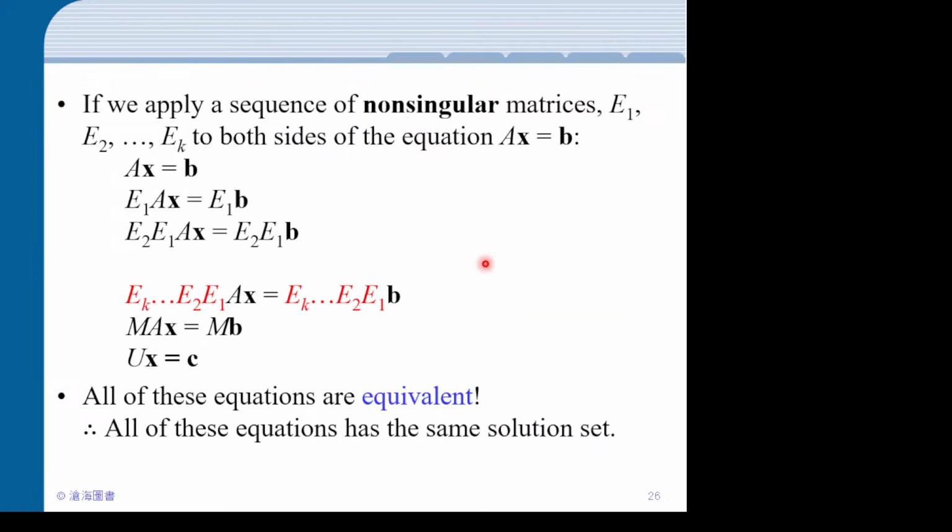So if we multiply by a string of non-singular matrices, E1 to EK, we are still getting an equivalent system because every one of the multiplications is equivalent. So they are all equivalent because they all have the same solution set. This is the important thing here: same solution set. You should mark it red.